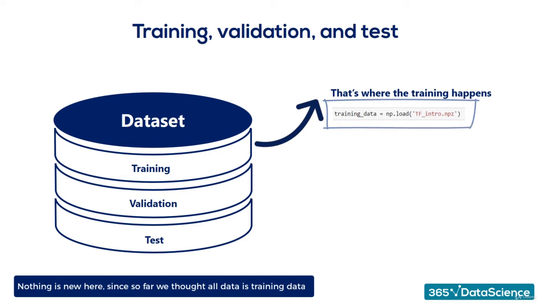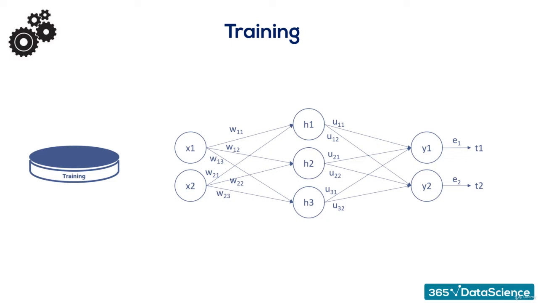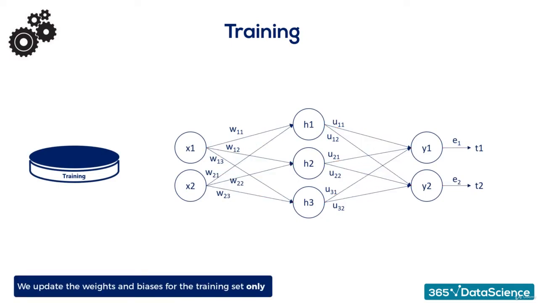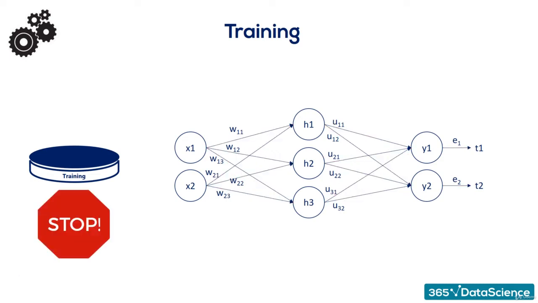Okay, let's check out the other 2 subsets. The validation dataset is the one that will help us detect and prevent overfitting. Let's see how that works. All the training is done on the training set. In other words, we update the weights for the training set only. Every once in a while, we stop training for a bit. At this point, the model is somewhat trained.